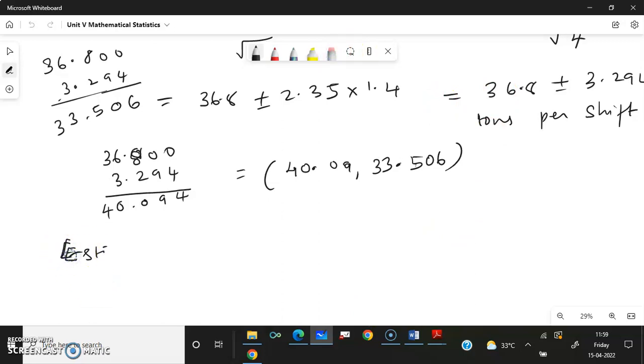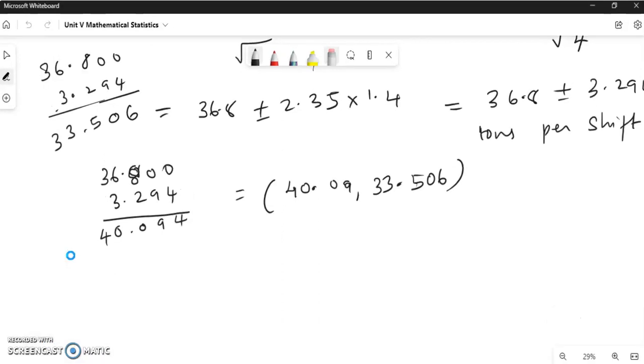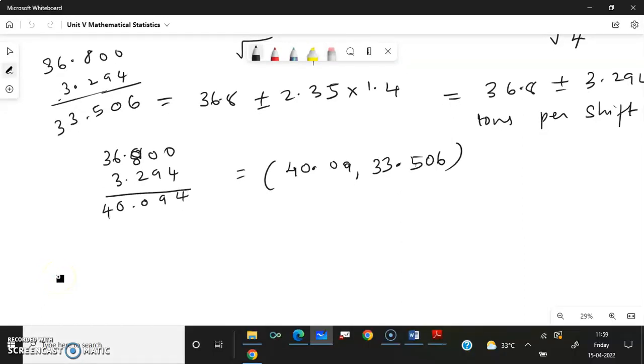The next topic is nothing but estimating population proportion. That is our next topic. So what is this? As far as the point estimate is concerned, we are going to see the point estimate for estimating population proportion.